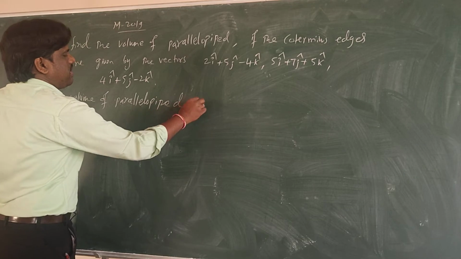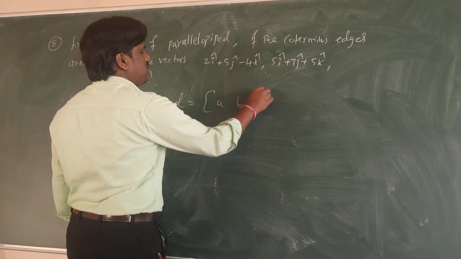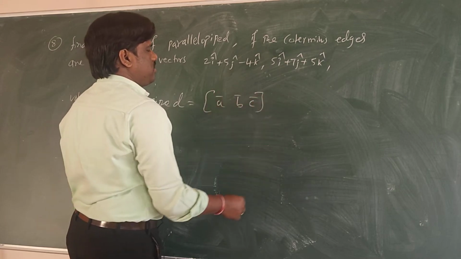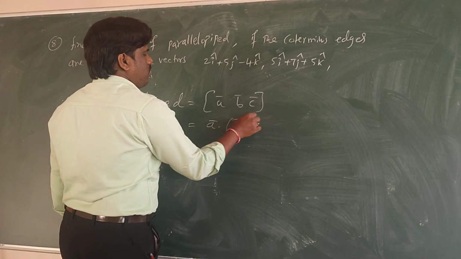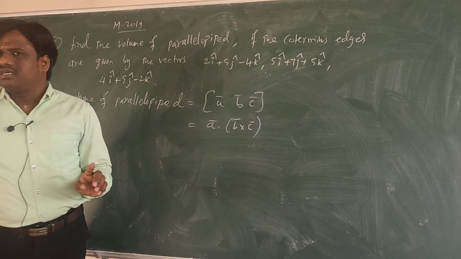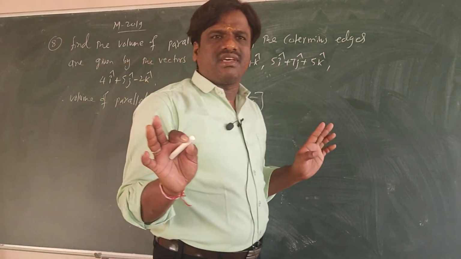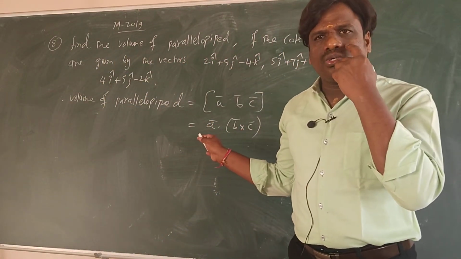Volume of parallelepiped is what? Box ABC. And box ABC is called the volume of parallelepiped. That is A vector dot B cross C. Box ABC can be written as A vector dot B cross C. So there are two methods we have. B cross C, how to do, do you know?